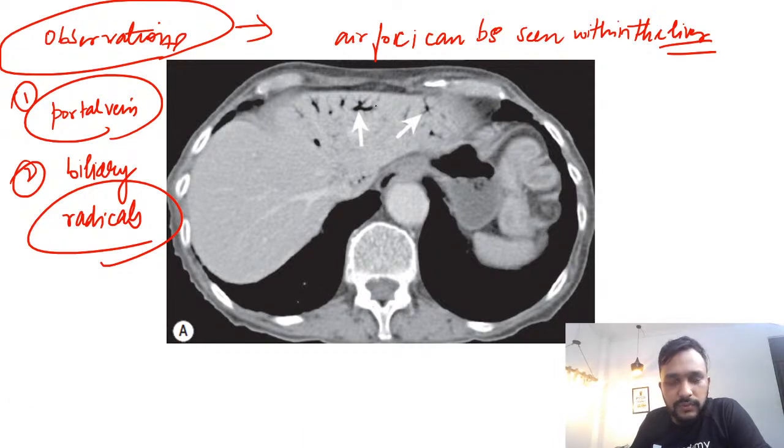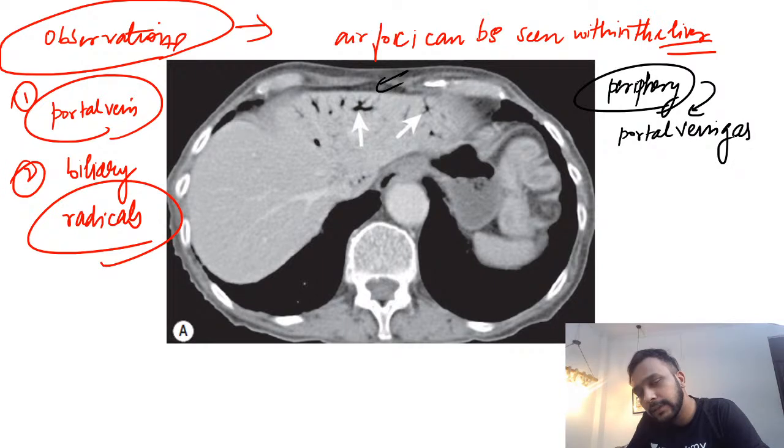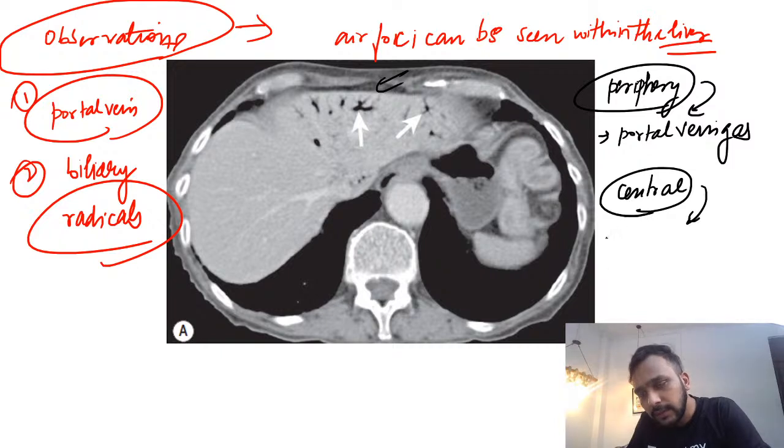Now guys, we have to choose whether this air is present within the portal vein or within the biliary radicals. If the air is reaching up to the periphery of the liver, then you are going to call it portal vein gas. If air is seen in the central part of the liver, then you are going to call it pneumobilia.